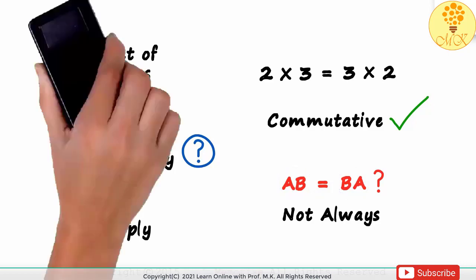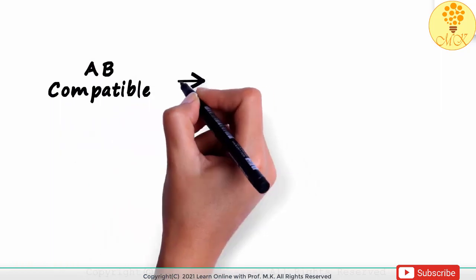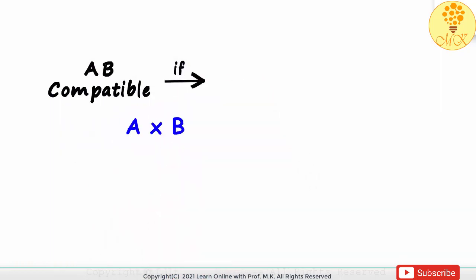Now let's move on to how we can check for compatibility. Okay, here's the rule. The product AB is compatible if, note that we are talking about A times B here and not B times A.